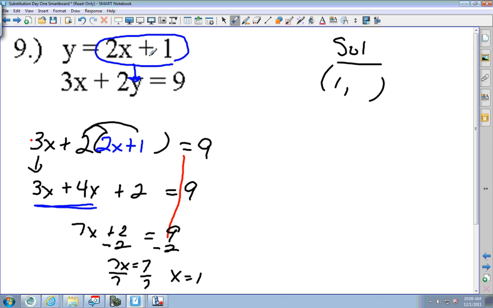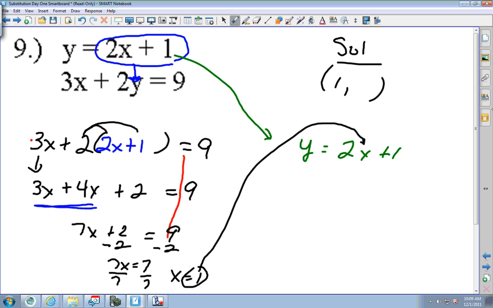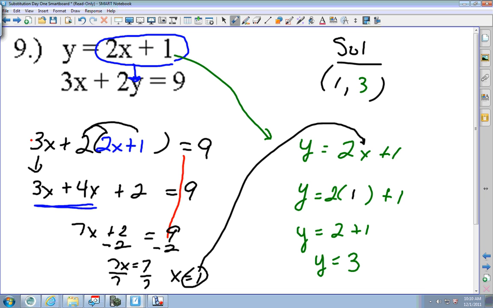Right here, I'm going to bring this down. I have y equals 2x plus 1. We just found x to be 1, so you're going to put that in there for the x. So I have y equals 2 times 1 plus 1. What is 2 times 1? 2. 2 plus 1, so y equals 3. The two lines intersect at 1, 3. Erase your boards.